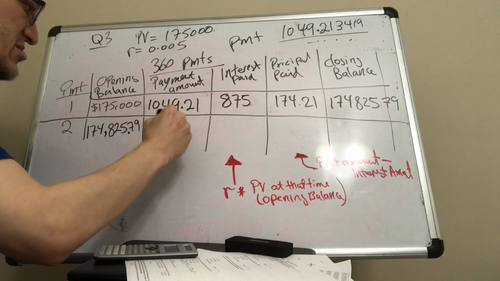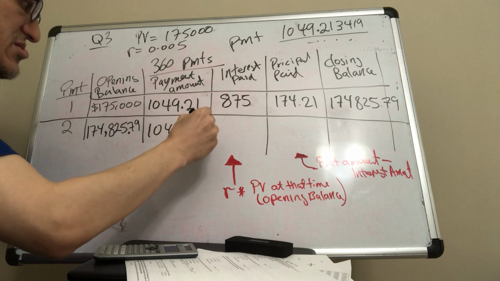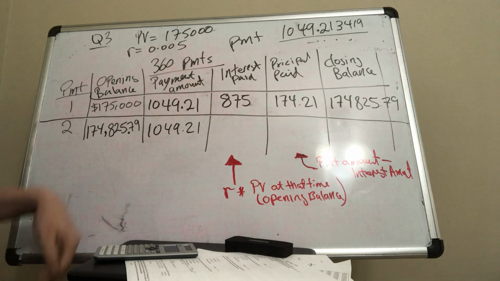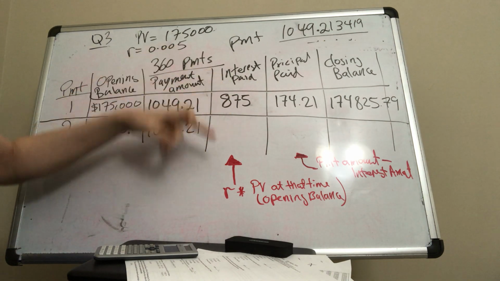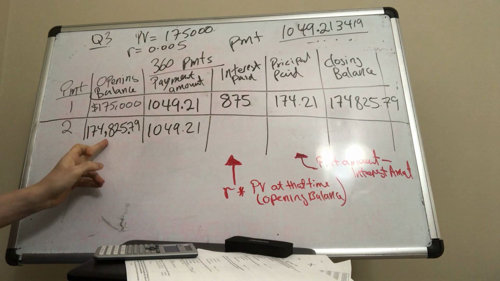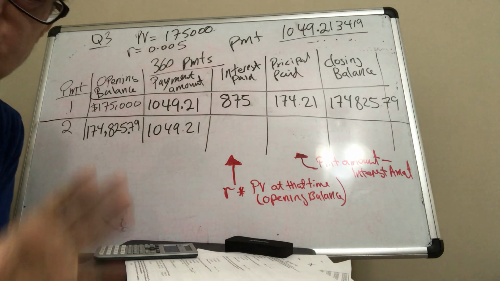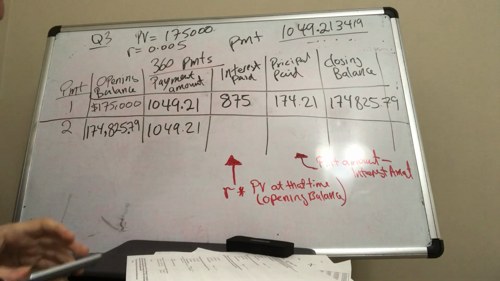Payment doesn't change throughout the life of the mortgage. It's always this amount. Interest is R times the present value, or the opening, at that particular time.